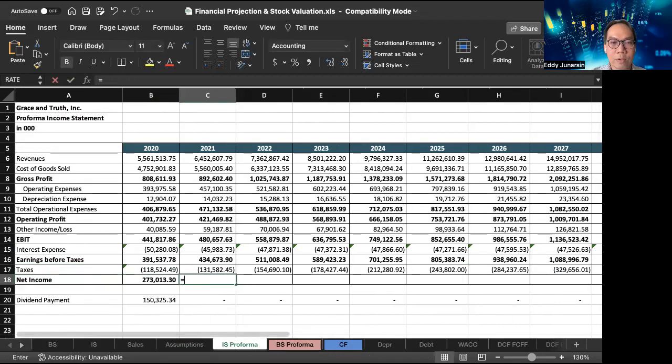Okay, net income. Net income is earnings before taxes minus taxes. But again, the taxes here are already in a negative sign. So the formula in Excel here is positive, but you understand, right? The net income is earnings before taxes minus taxes.